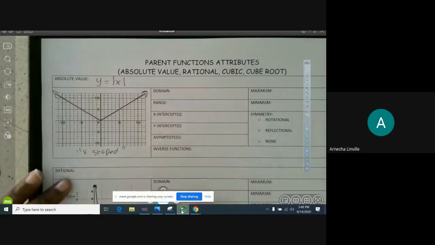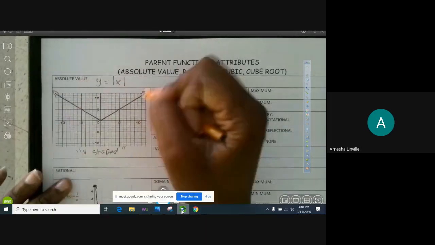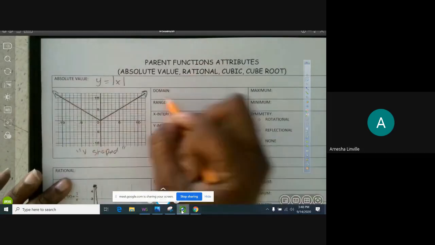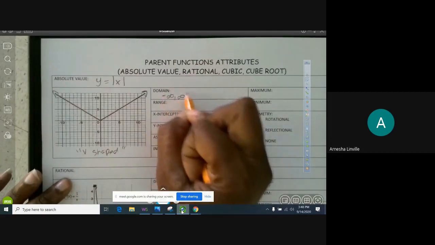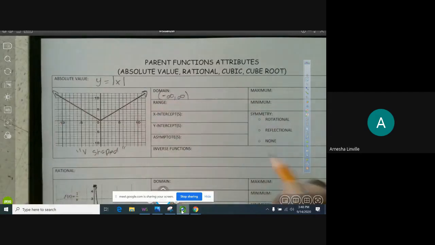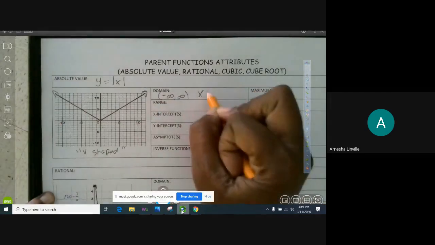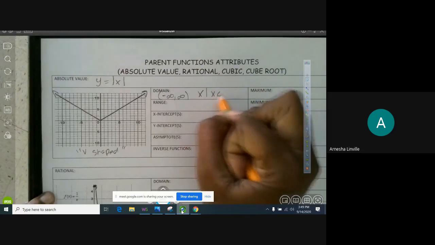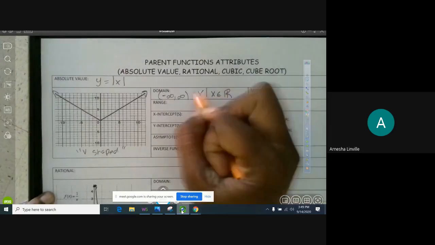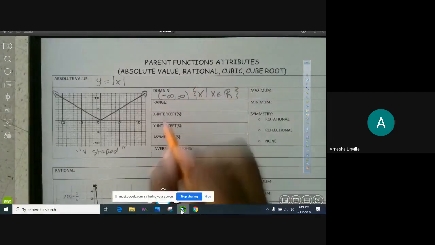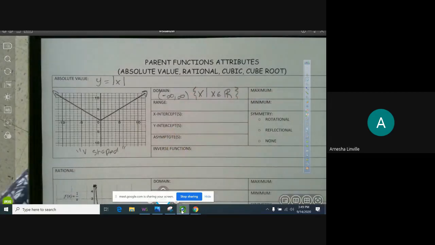So domain, if I go to the left and then go to the right, I'm going through arrows, continuous. So that's negative infinity to positive infinity. And we're going to add set builder notation so you guys can be aware of that. So x such that x is an element of all real numbers. So anytime you go from negative infinity to positive infinity, you are describing every real number possible.